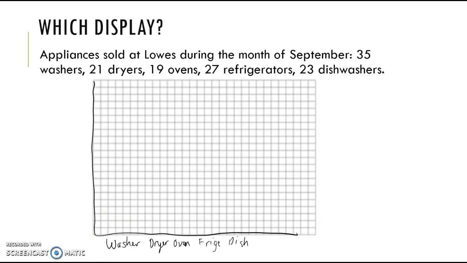So I went ahead and made some axes and labeled along the bottom my different categories. I could have mixed them up if I wanted to. The order doesn't really matter. Now I just need to scale my frequency along the side. So I'm going to label frequency.